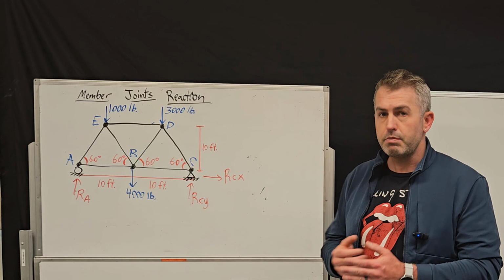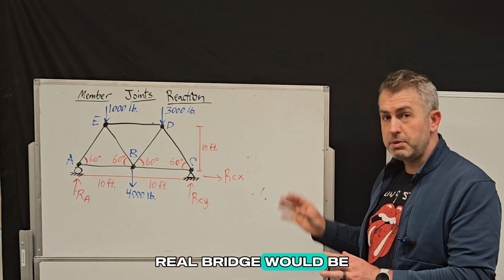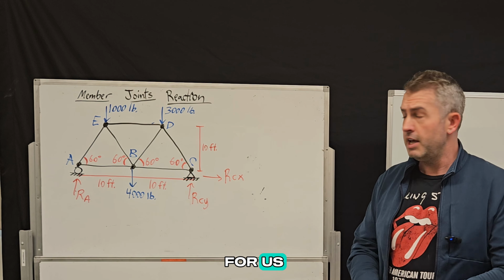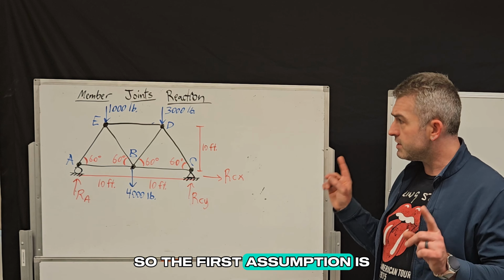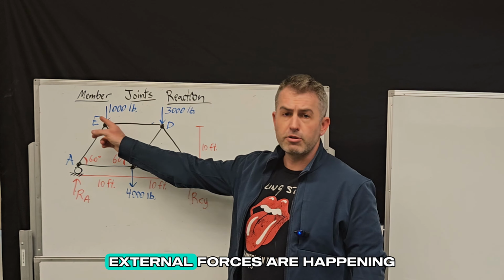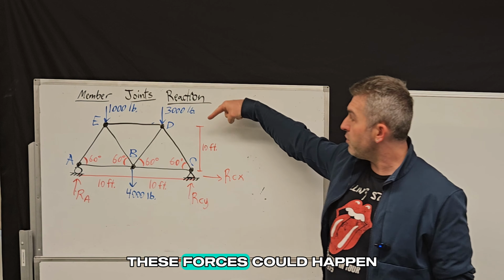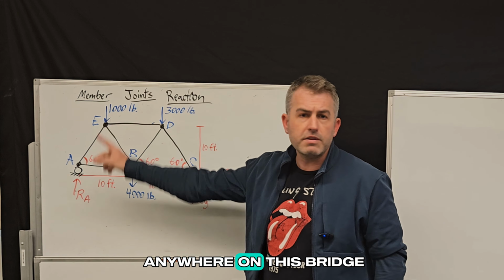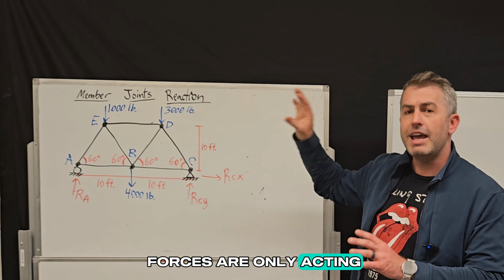Now, before I run through the calculations, there are some major assumptions we're making for the sake of simplifying this problem. And if we didn't make the following assumptions, solving for this real bridge would be significantly harder, and we may need to rely on computer software to do that for us. But if we make these assumptions, we can do these calculations by hand. So the first assumption is all of my external forces are happening directly at a joint. Now, in real life, of course, these forces could happen anywhere on this member or this member. Anywhere on this bridge, you could have an external force, but we're saying those forces are only acting exactly at a joint, okay?